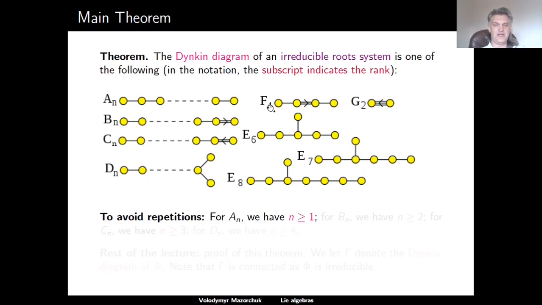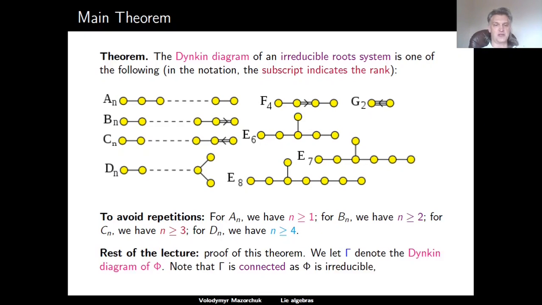To avoid repetitions in this picture, we need to assume that for An, the parameter n is a positive integer. For Bn, the parameter n is at least 2. For Cn, the parameter n is at least 3. And for Dn, the parameter n is at least 4. The remainder of the lecture is dedicated to a proof of this theorem.